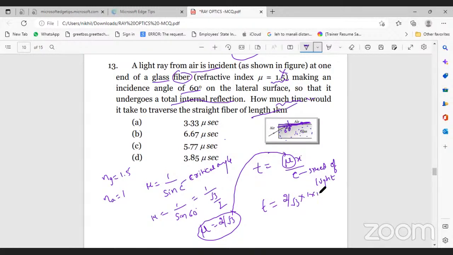What is the distance it has traveled? 1 kilometer, which is 1 into 10 power 3 meters. And the speed of light is how much? 3 into 10 to the power of 8. So it is 2 divided by 3 root 3 into 10 power minus 5. You simplify this.